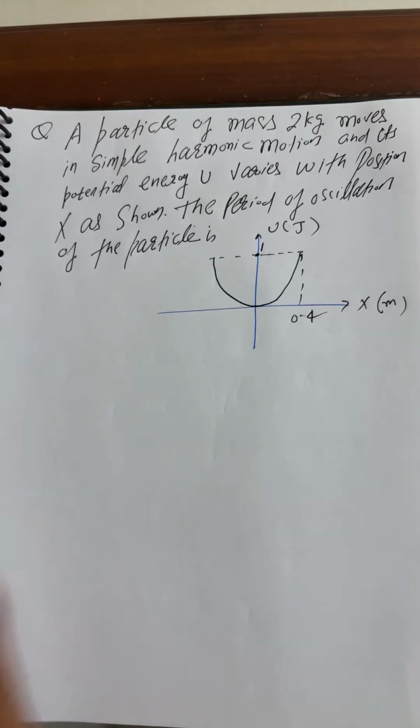Go through the question once here. A particle of mass 2 kilogram moves in a simple harmonic motion and its potential energy U varies with position x as shown. The period of oscillation of the particle is? We have to find the time period.